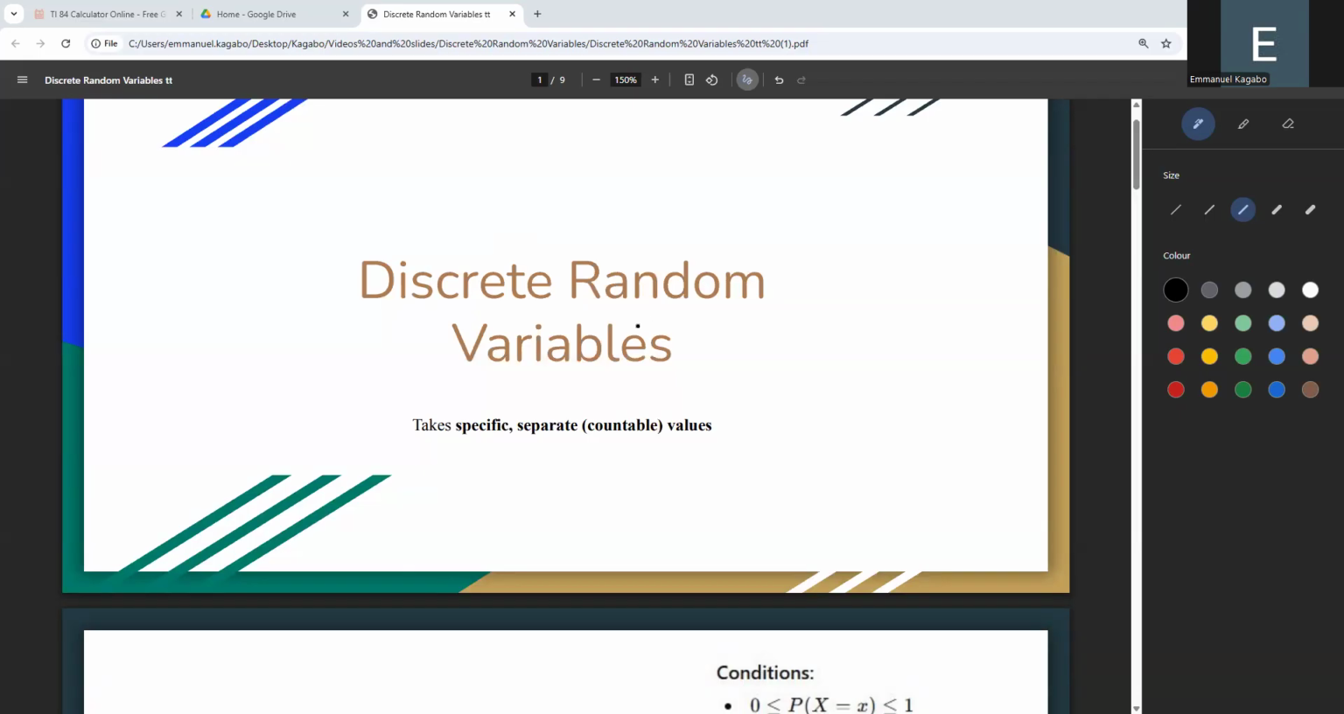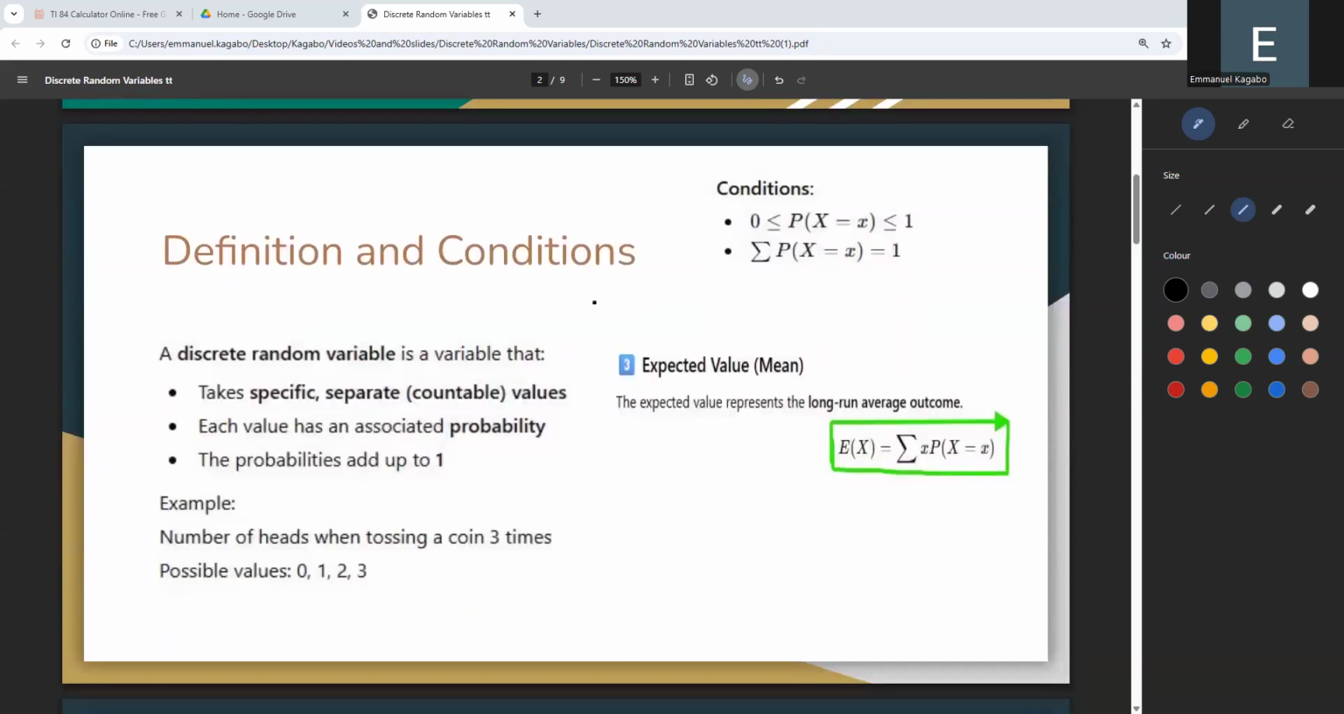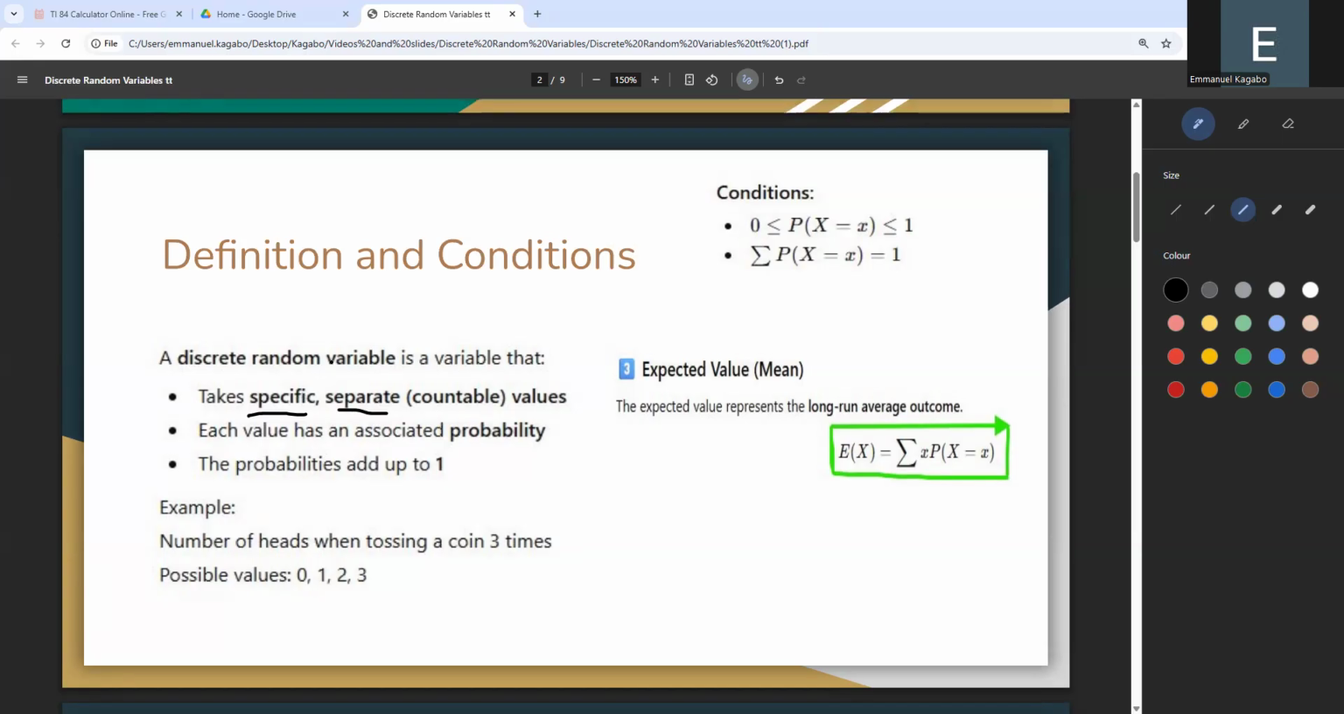So, discrete random variables. Let me start with the definition. In simple words, a discrete random variable is a variable that takes a specific, separate value, for instance a specific number. It's the opposite of continuous random variables. Maybe let me use an example here for you to fully understand what I'm talking about.